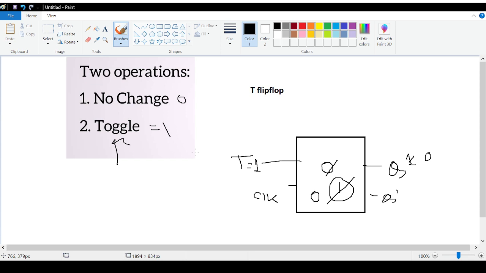Now I'm going to give you guys 2 minutes. Can you think how we can construct a T flip-flop using a JK flip-flop? The T flip-flop can be very easily constructed using JK flip-flop. Can you guys think?